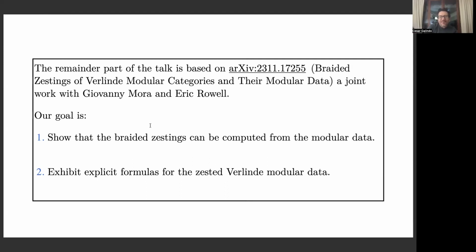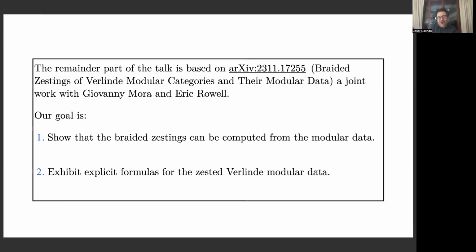And also we apply the ideas to Verlinde modular categories, which are categories constructed as a semisimplification of the tilting modules of some quantum groups at special values of the root of unity. There is already a very good understanding of the modular data of this kind of category, a combinatorial description in terms of the root system associated with the simple Lie algebra.